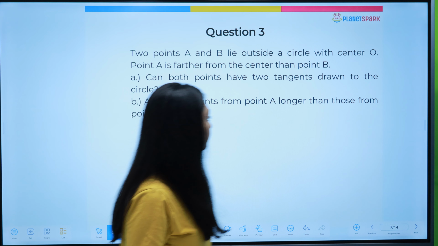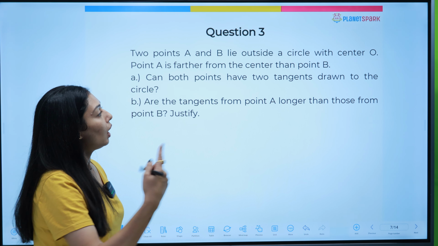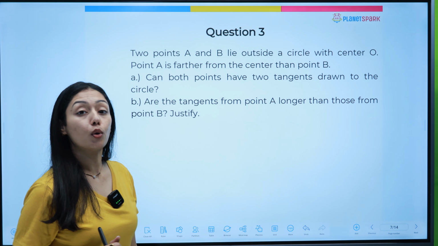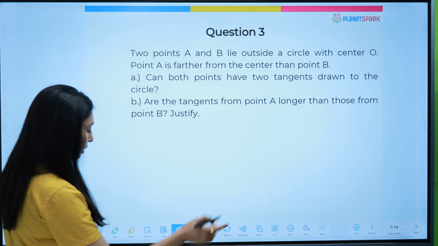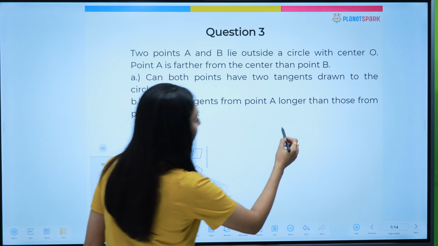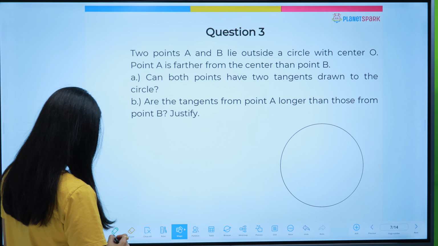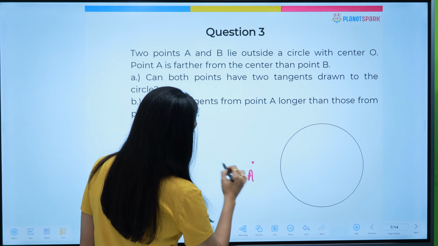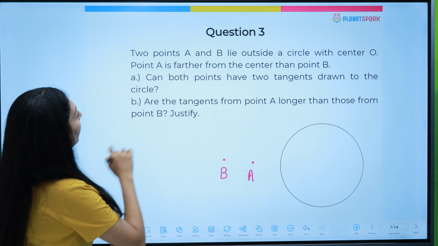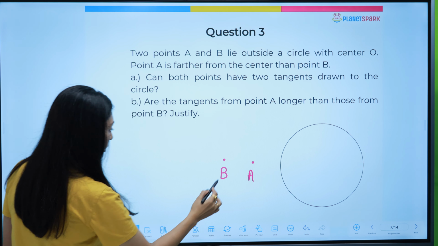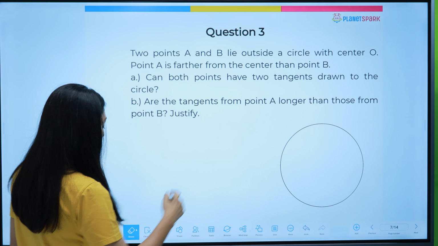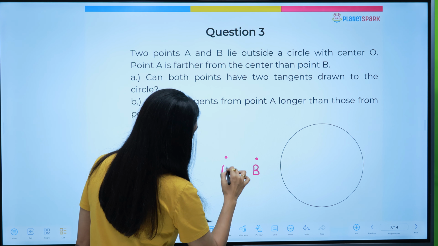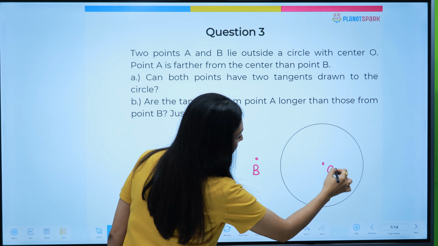Next question, everyone. Two points A and B lie outside the circle with center O. Point A is further from the center than point B. Okay then. Let's have the figure, then we'll move ahead. Whatever is given, first of all let's have it here in the figure. We have two points outside the circle, A and B. Okay. And A is further from the center. So A is farther from the center than B. Right? So B will be the near one, A will be the farther one. Let's say this is the center O here.